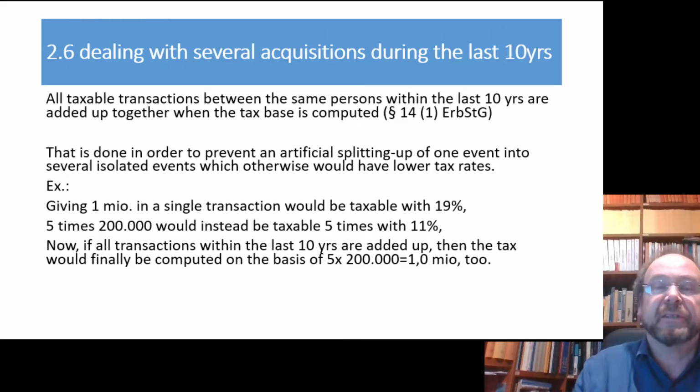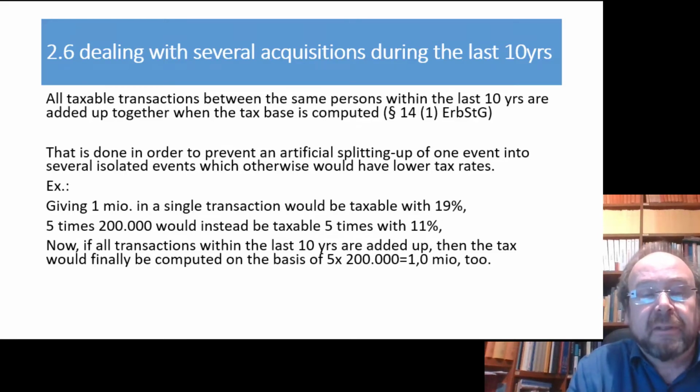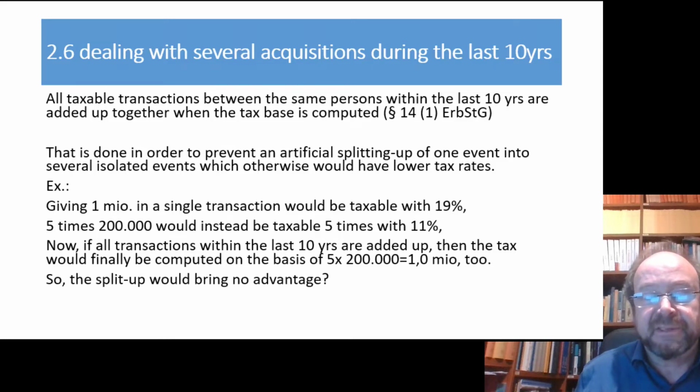And so what we do here to avoid this is simply we say, okay, you just got within the last 10 years altogether 1 million. You will be assessed on the basis of that 1 million, so it costs you 19% of 1 million. So that brings no advantage anymore. This is the logic behind that.